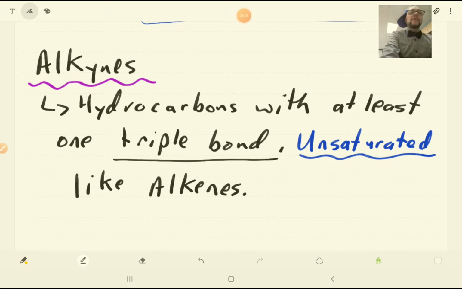So the last type of hydrocarbons that we're going to look at here in this course are what we call alkynes. And so they're hydrocarbons with at least one triple bond, and they are unsaturated like alkenes because, again, they have even less hydrogen than alkenes, but ultimately they have less hydrogen than alkanes, and anything that loses hydrogens becomes unsaturated.